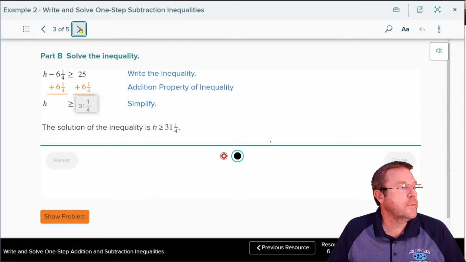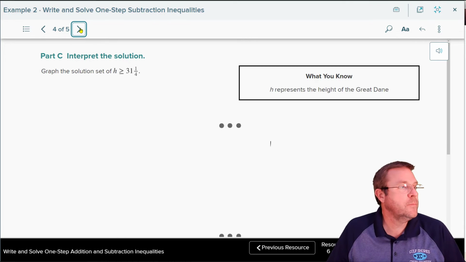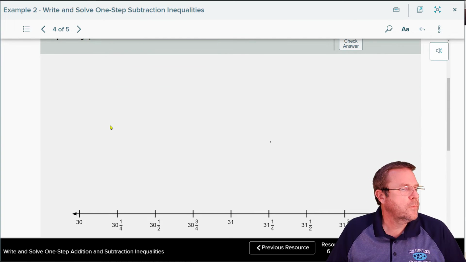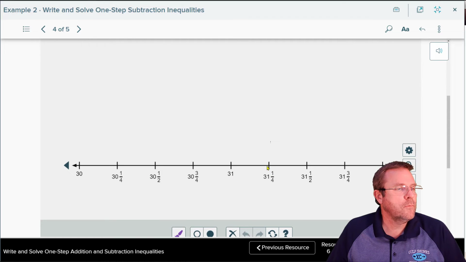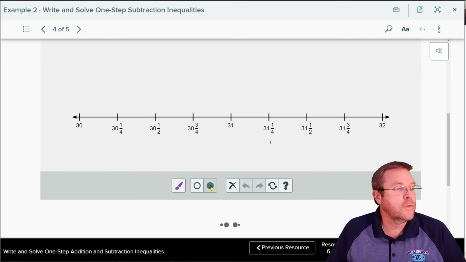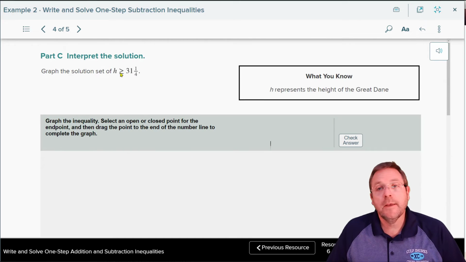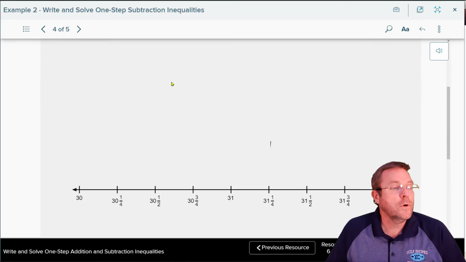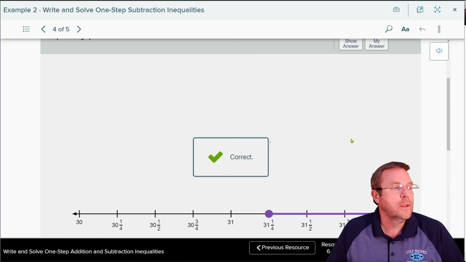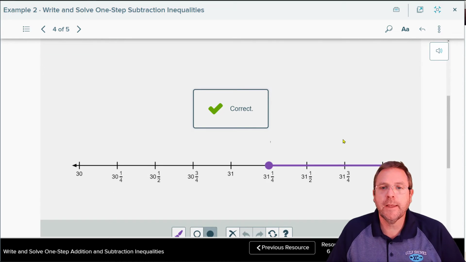So now that we have the inequality simplified, we get to work on interpreting the solution, which means graphing it. We need to find the 31 and 1/4, which is going to be right here. We need to recognize it isn't "or equal to," so it's going to have a solid circle, and we need to recognize that H is greater than it, so we're going to run an arrow to the greater side. We start here, go that direction, and check it, and the answer checks. Easy math when you pay attention to what you're adding or subtracting.